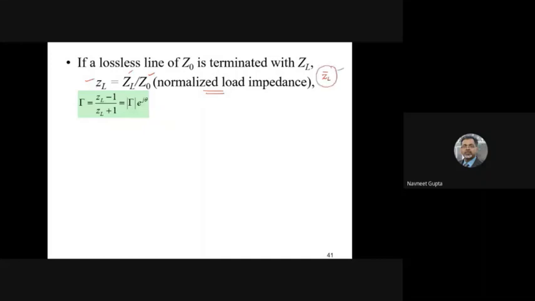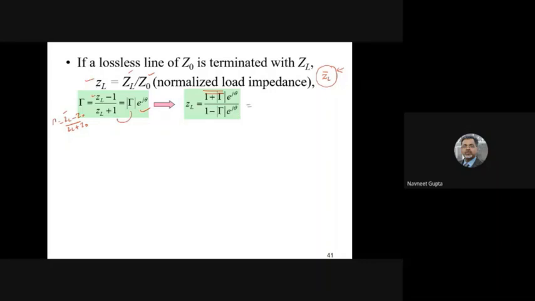Okay, please note. So here, when you have normalized this, because what was gamma? Gamma was ZL minus Z0 upon ZL plus Z0, and you have divided this by Z0. So the first term ZL by Z naught will become zL, and this will become minus 1 upon this one. So this is simple. After that, this can also be written in a different form.